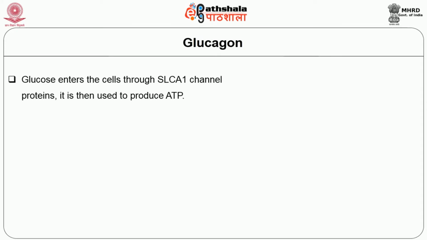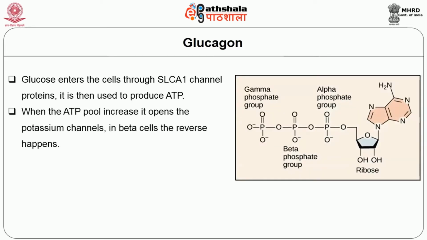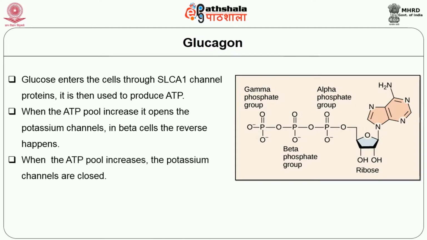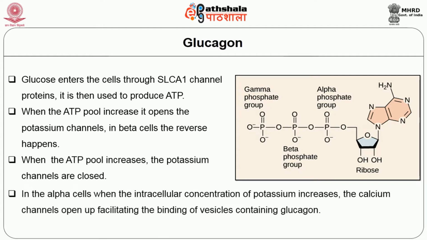Glucose enters the cells through SLC2A1 channel proteins and is then used to produce ATP. When ATP pool increases, it opens the potassium channels. In the beta cells, the reverse happens. When the ATP pool increases, the potassium channels are closed. In the alpha cells, when the intracellular concentration of potassium increases, the calcium channels open up, facilitating the binding of vesicles containing glucagon. This results in release of glucagon into the blood.